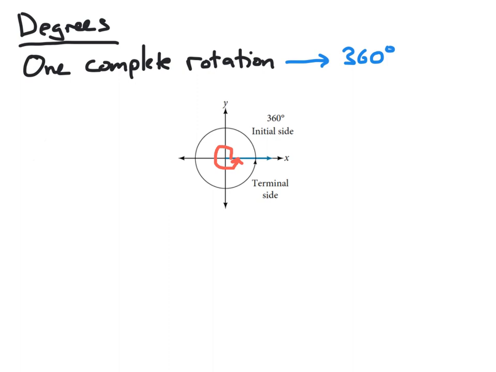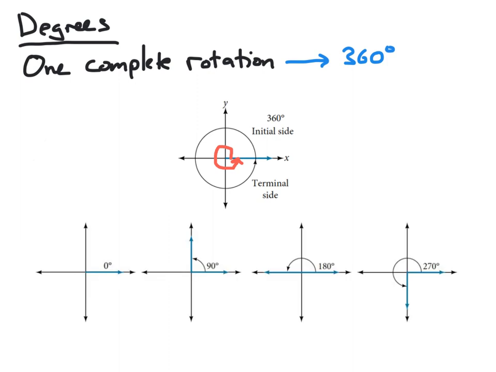For example, if we only rotate halfway around, we take half of 360 degrees, which would be 180 degrees. And if we only rotate 1/4 of the way around, then we would rotate 1/4 of 360 degrees, or 90 degrees. Here at the bottom of the screen are some common angles in degrees that you're likely familiar with.